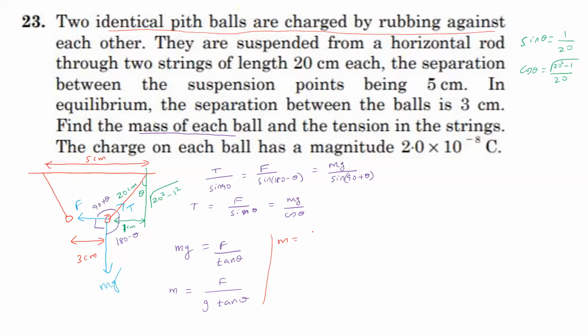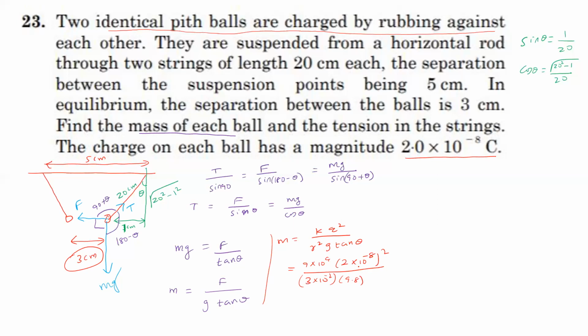M is equal to F, whose value is kq square divided by r square, into g tan theta. We know that k value is 9 into 10 power 9 and q value is given. The charge on each ball is given as 10 power minus 8, so 2 into 10 power minus 8 we are substituting in place of q, whole square, divided by r. The distance is given as 3 centimeters, so 3 into 10 power minus 2. G value we are taking 9.8.